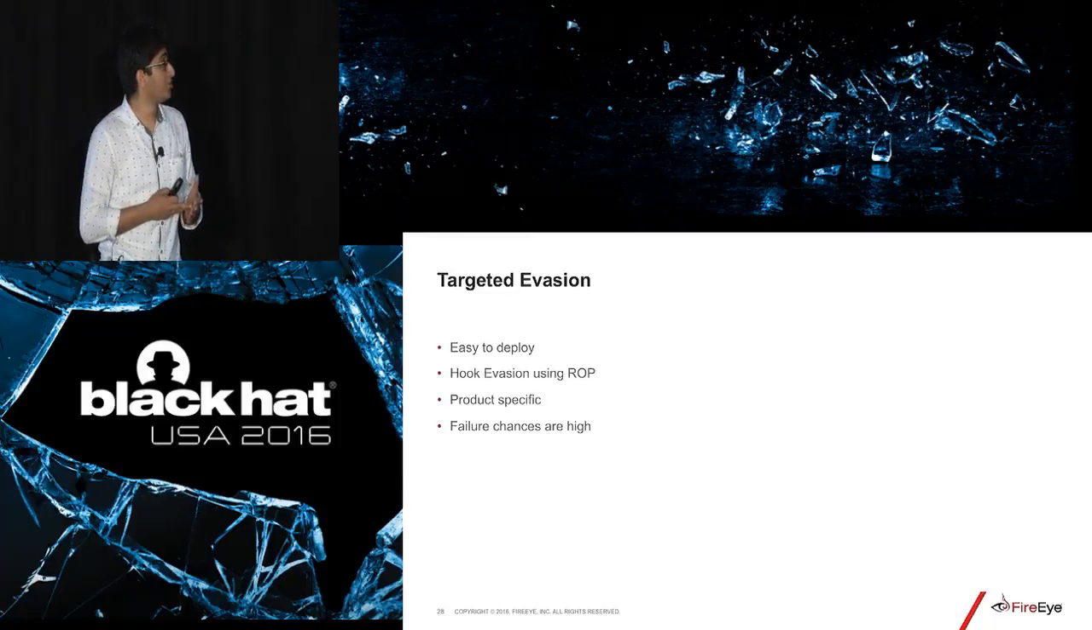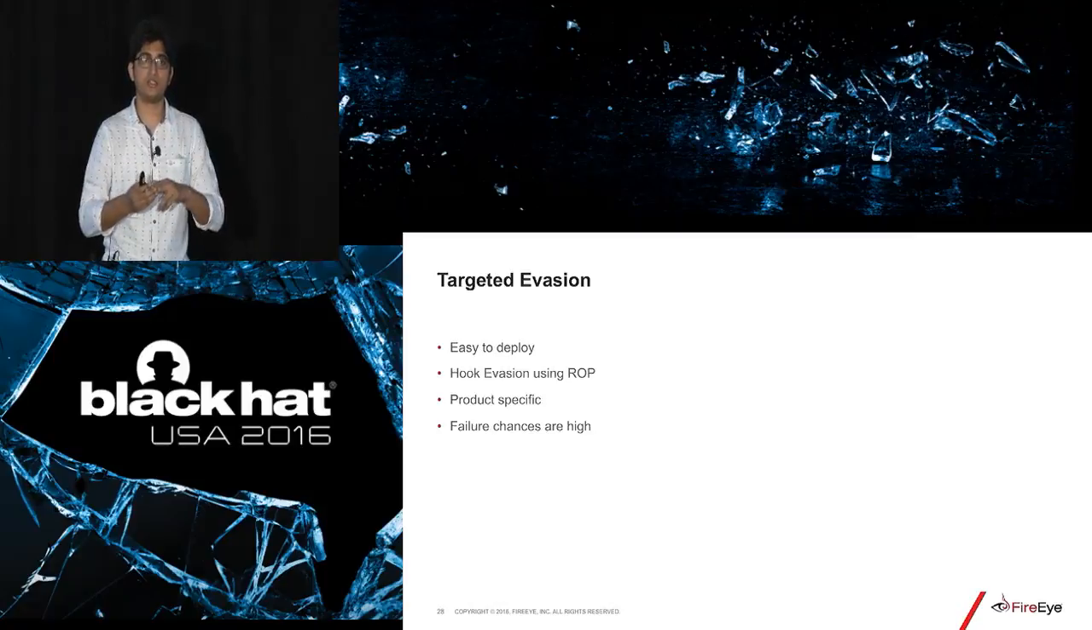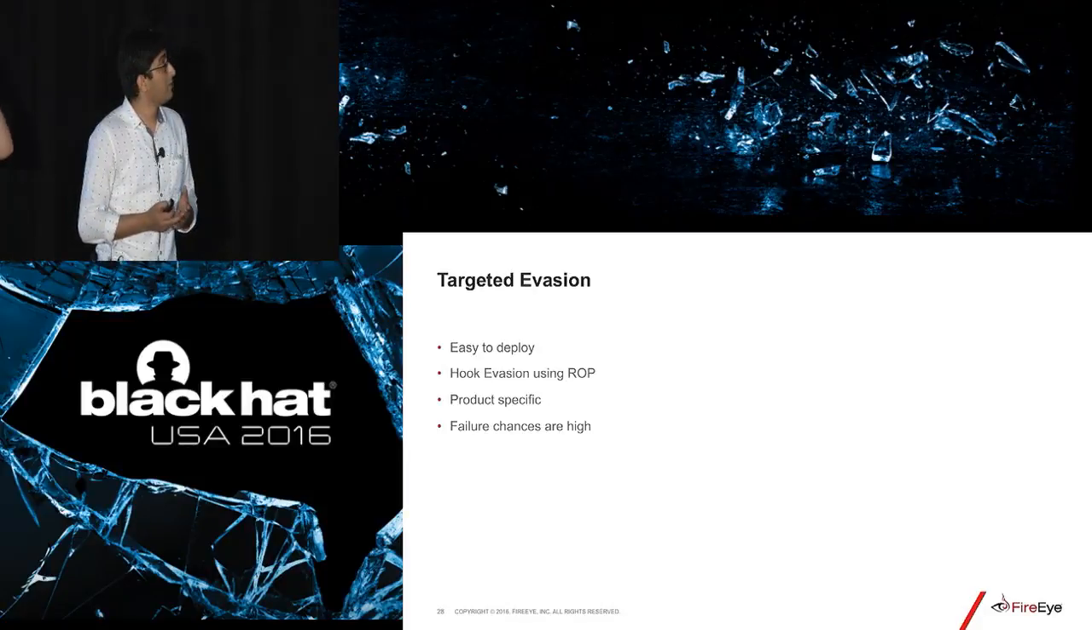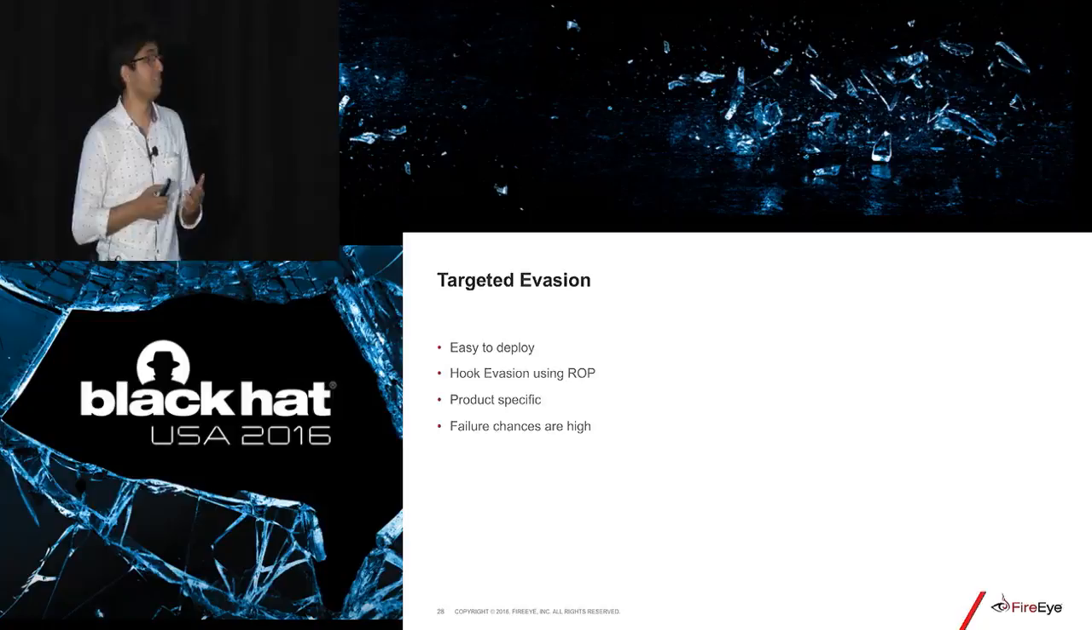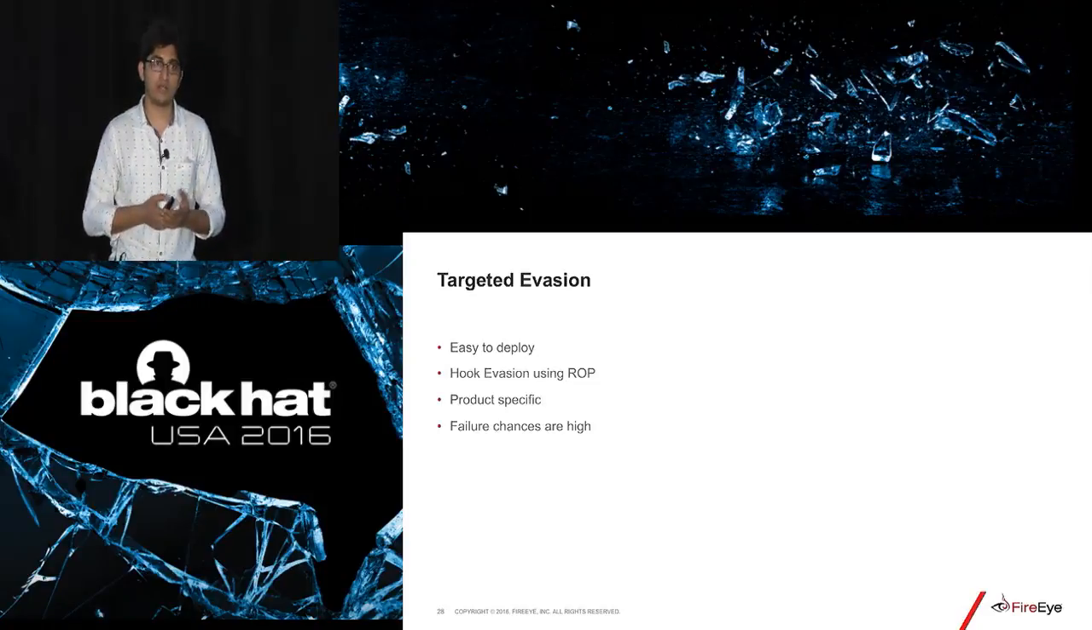Now the problem with this approach is it's very product specific. If EMET is not there, it will not work, and the failure chances are high. So it's similar to the disable version, in which you find an offset and you terminate it and you put 0 over there. Because even in that case, if EMET doesn't exist, that offset doesn't exist, and the application will crash. The advantages are it's very easy to deploy, it's very easy to find, to be honest, and it's basically a hook evasion using return-oriented programming.